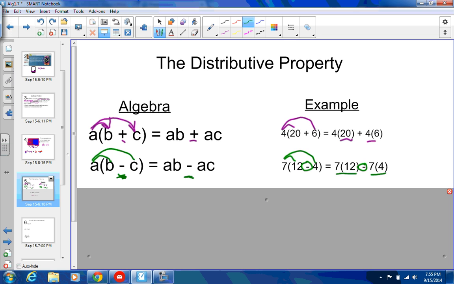Now 7 times 12, I believe, is 84. And 7 times 4 is 28, and you can subtract that out and you get the same answer as you would over here. You'd end up with 56. So you notice it works the same way with subtraction. And the distributive property does work.